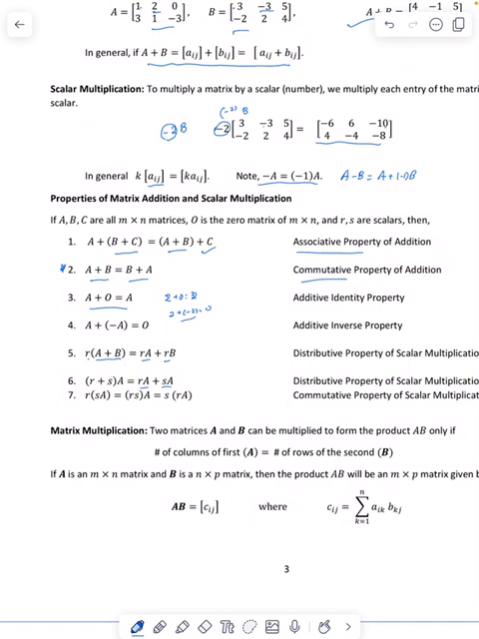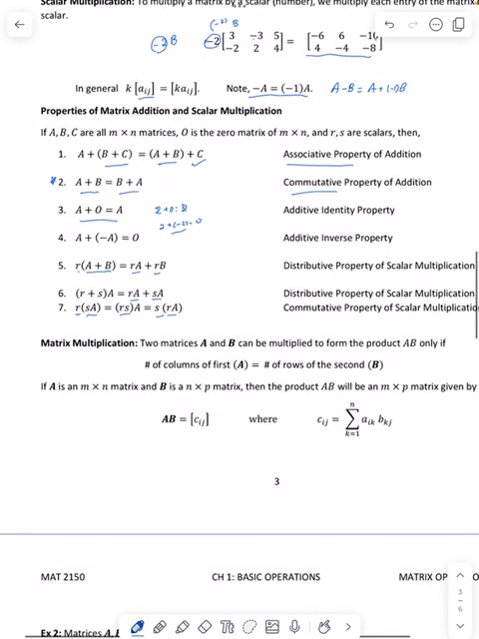The seventh property is that R times (SA). So if you have a matrix A and you have already multiplied it by a scalar S, and now you are multiplying it with the scalar R, it is the same thing as if you first multiply it by scalar R and then with S, because S and R can commute.